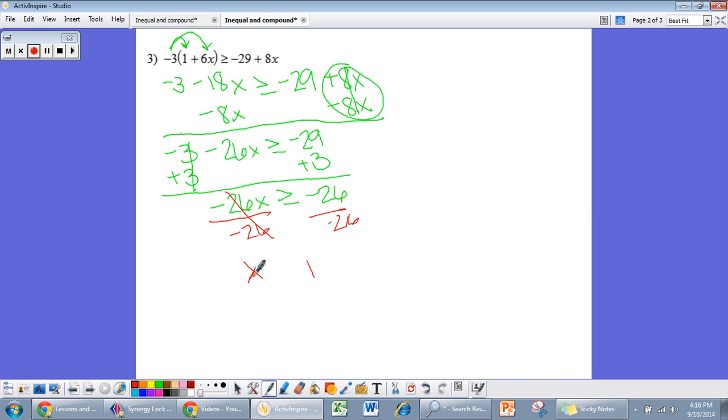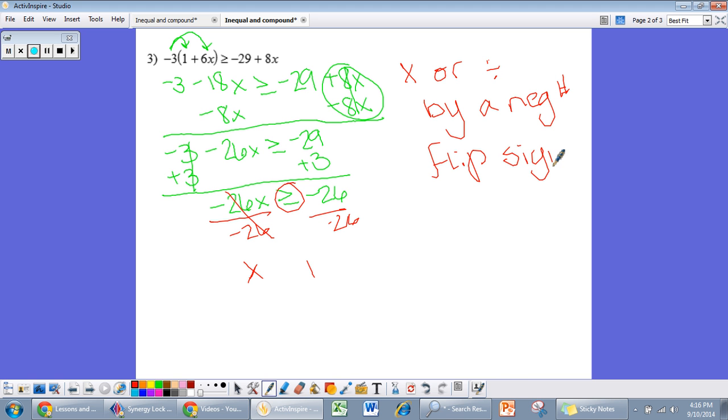Now before I write the sign in there, let me remind you of one more rule, which is if we multiply or divide by a negative number, we need to remember to flip the sign, flip the direction of the sign. And that's only when we are multiplying or dividing by a negative number. So the sign gets flipped, and there we have our answer.